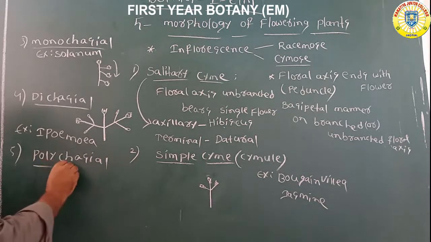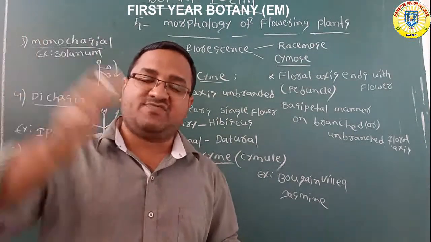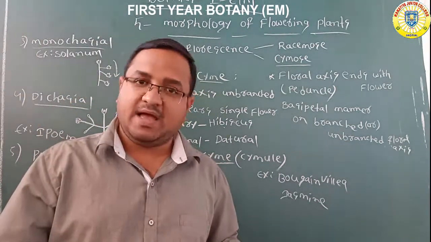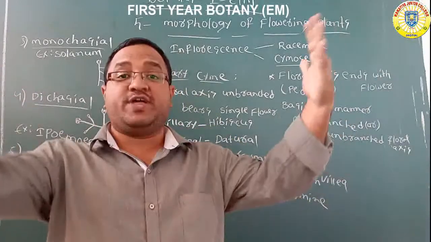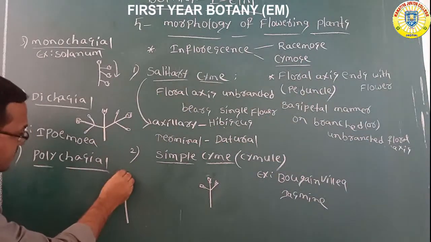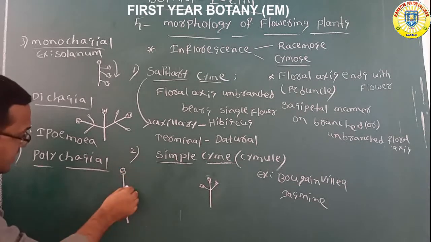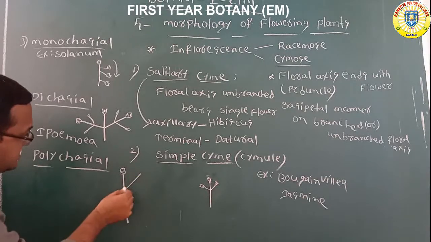But what is polychasial? Polychasial means the floral axis ends with a flower. Then after it can develop more than two branches. Okay, it can develop more branches. More than two branches are developed.